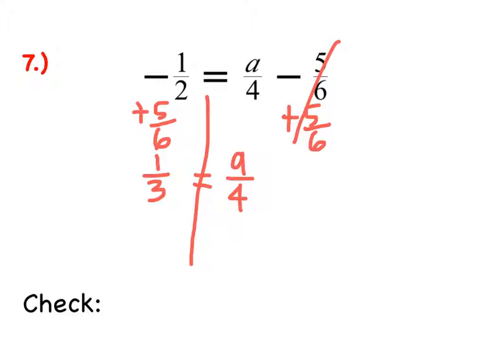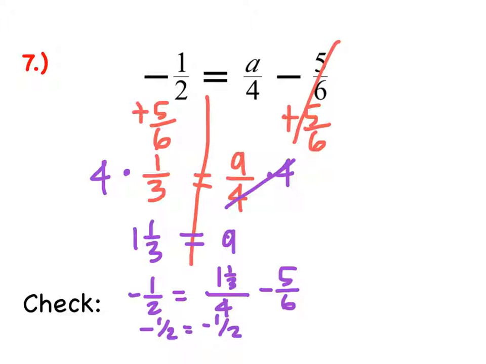So, for my first step, I'm adding 5/6 to both sides. That cancels out the 5/6 on the same side as our variable, and I get 1/3 equals a over 4. Then, I'm going to multiply both sides by 4. So, my 4's cancel out, and I get a equals 1 1/3.